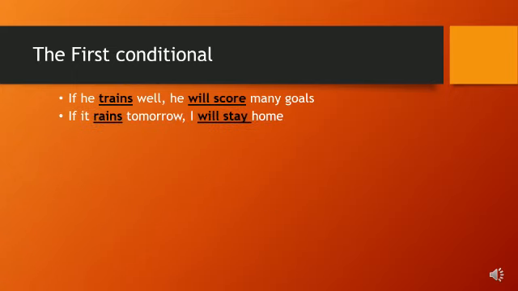Another example. If it rains tomorrow, I will stay home. Am I sure that it rains tomorrow? No, I'm not sure. But if this happens, I will stay home. So it's possible.